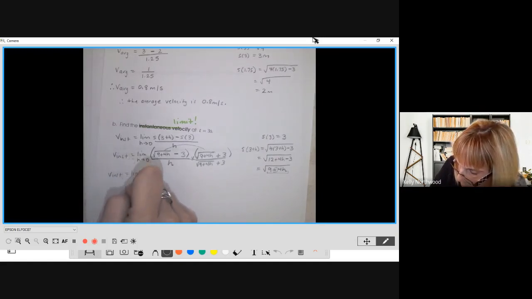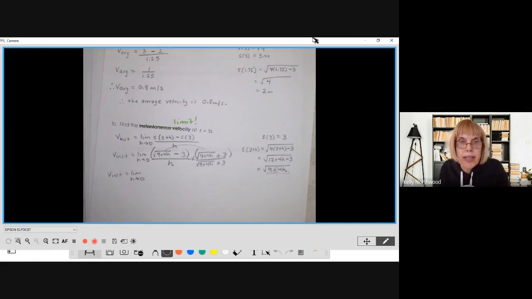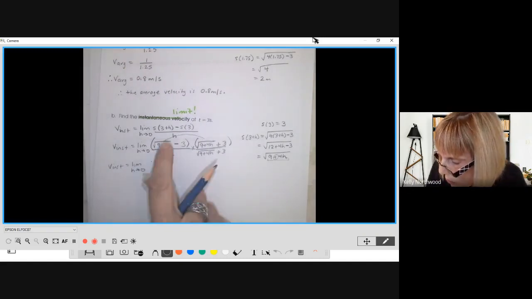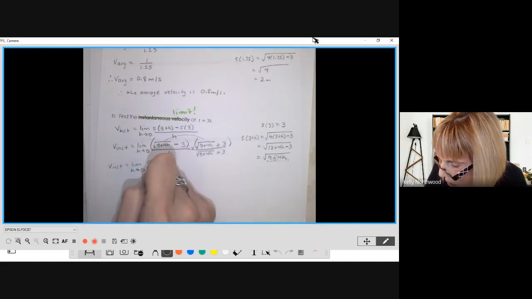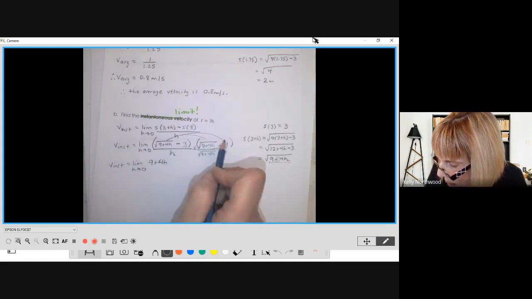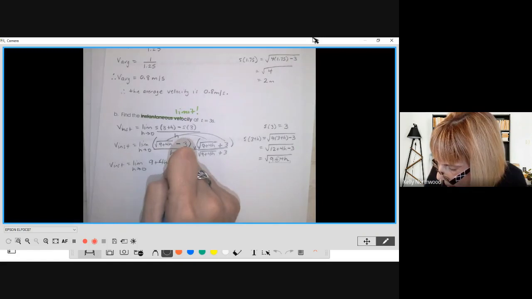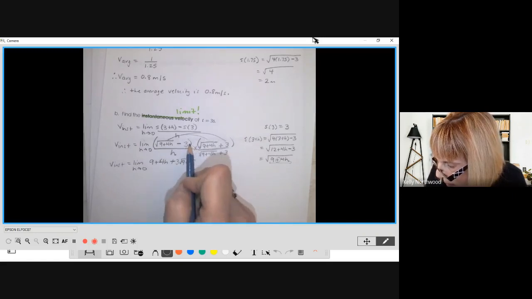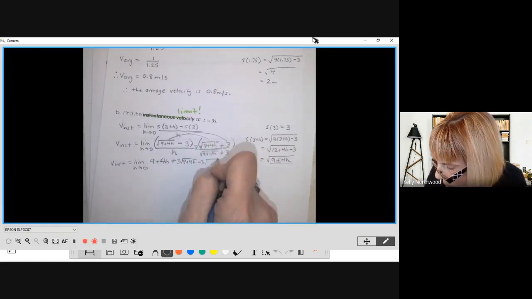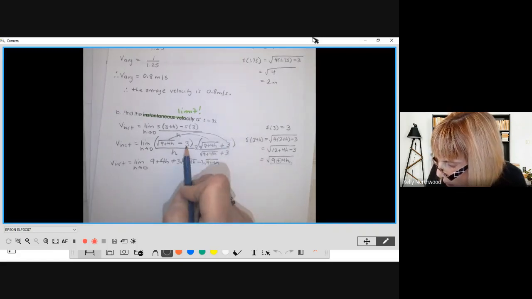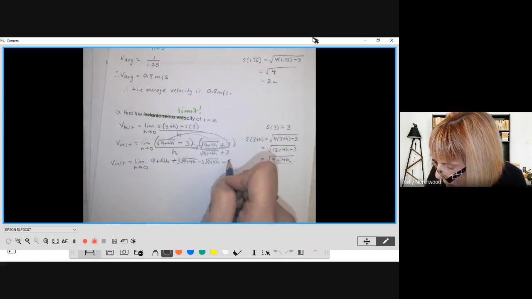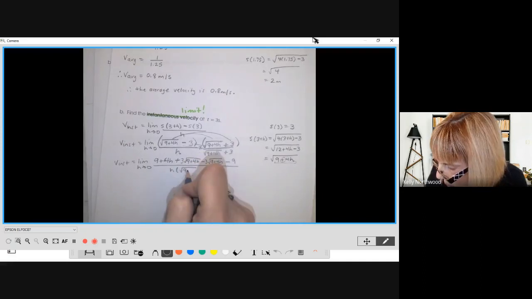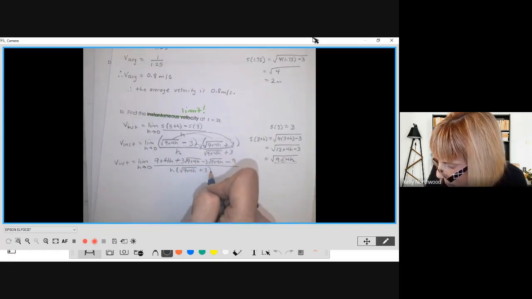Still going to write them all out because we're just learning here. But if you've got it down, then you can go to the step that comes after this one. So when I multiply these two together, I get 9 plus 4h. When I multiply these two together, I get plus 3 root 9 plus 4h. When I multiply these two together, I get minus 3 root 9 plus 4h. And when I multiply the lasts together, I get minus 9. When I multiply the denominators, I'm just going to leave it as h root of 9 plus 4h plus 3.